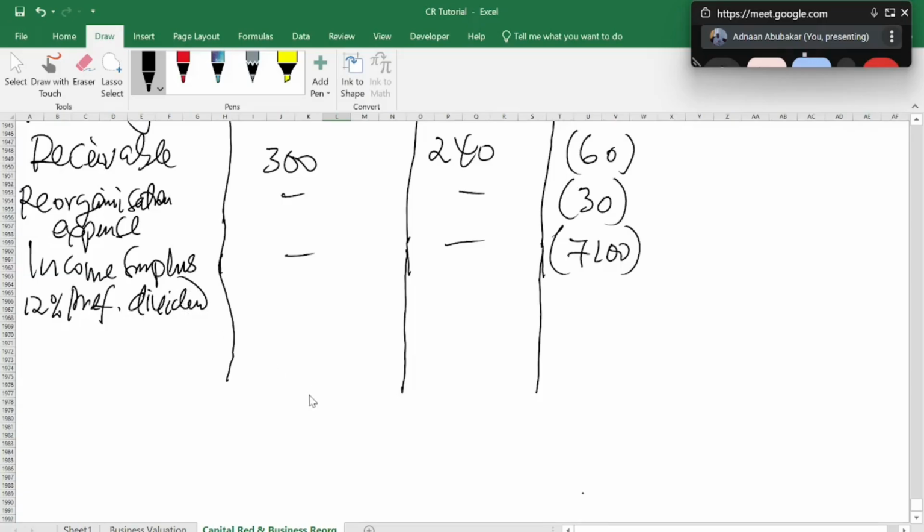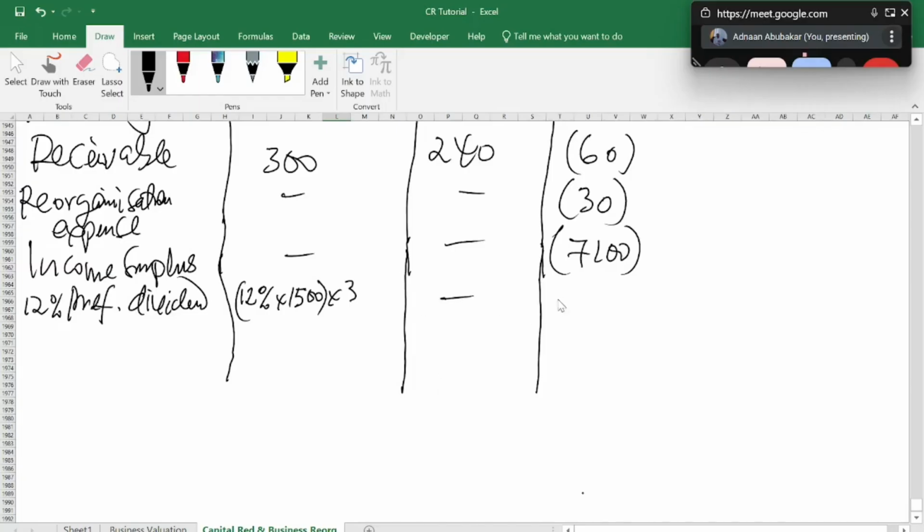Now, how do we calculate this 12% preference dividend? Remember, it says 3 years, right? So preference dividend in arrears is how much? 12%. Preference dividend is how much? 1,500 times 3. You say 3 years. So when you multiply, what do you have?